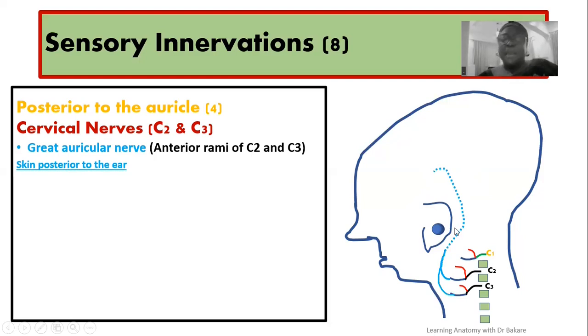And of course, they emerge from the anterior rami of the 2nd and the 3rd cervical spinal nerve. This is the anterior rami here highlighted in blue for both C2 and C3. And you see that the great auricular nerve emerging from these 2 anterior rami, parting up and supplying the skin of the posterior region of the scalp.